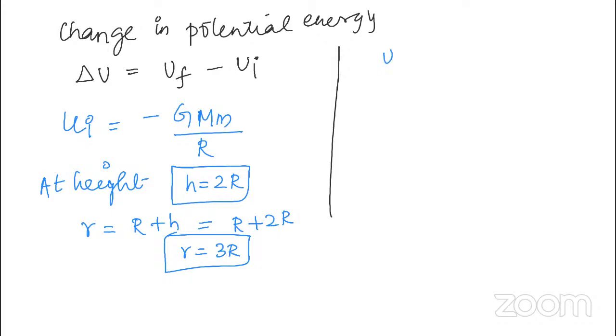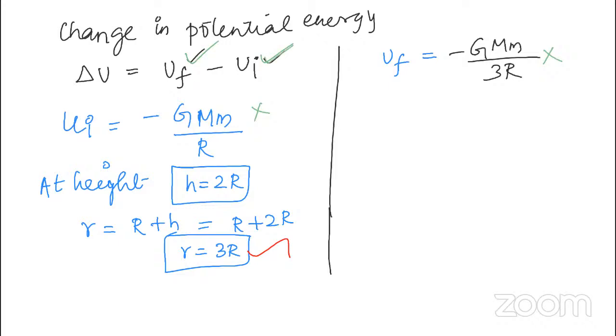Next, how do we write the value of UF? It is minus GMm divided by the radius, and the radius has changed to 3R. So we substitute 3R. Next, in our formula we substitute the values of UF and UI. On substituting, UF is minus of GMm divided by 3R. This is the final value minus the initial value.